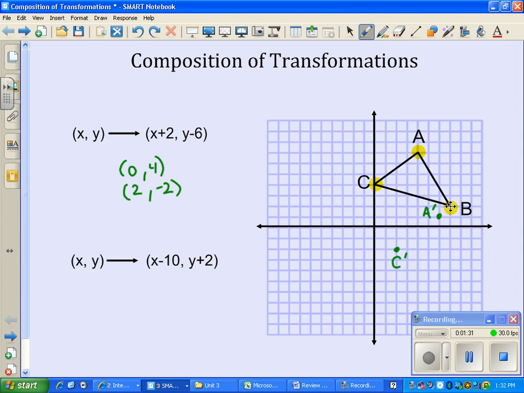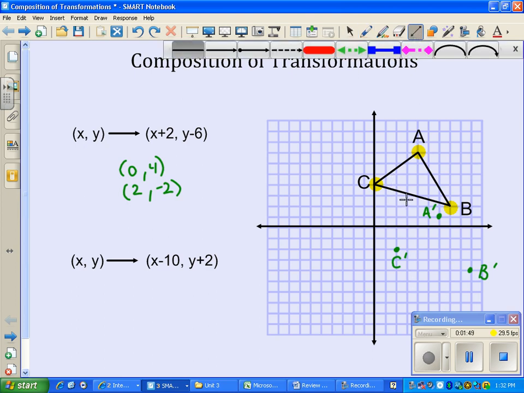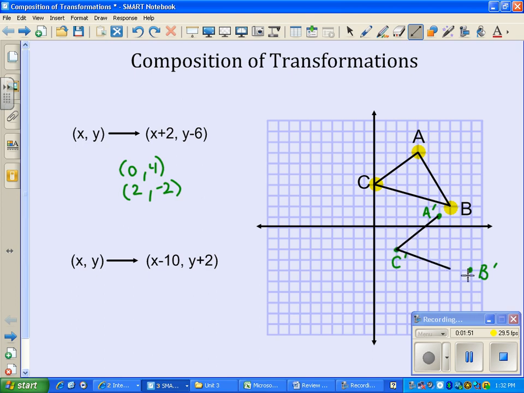Now, while I'm doing this, you should be graphing this on your own paper as well, so you have a record of it. So you're going to the right 2, and down 6. Once again, I'm sorry for the delay. It's acting up for some reason. And then go ahead and connect those dots.